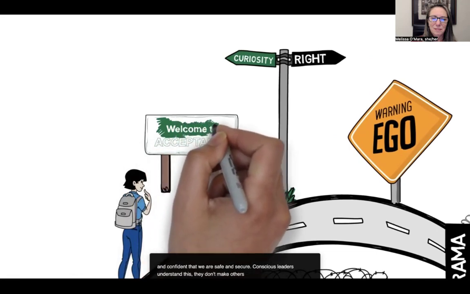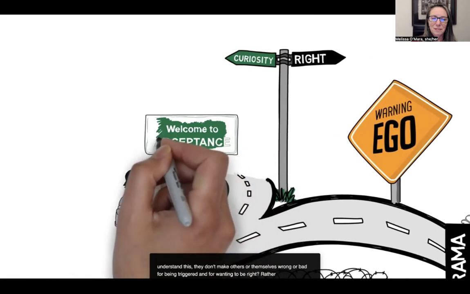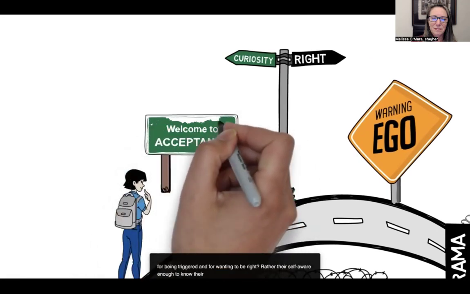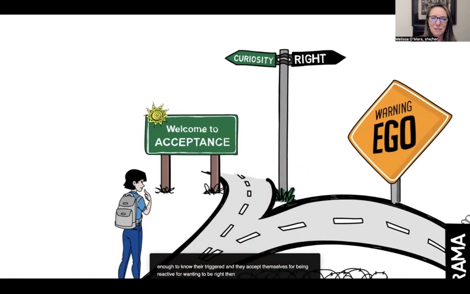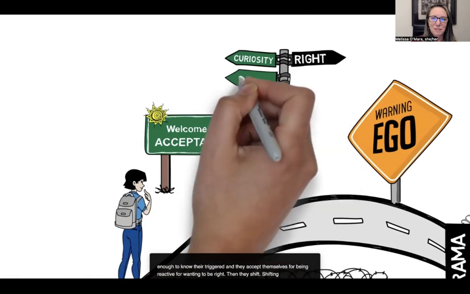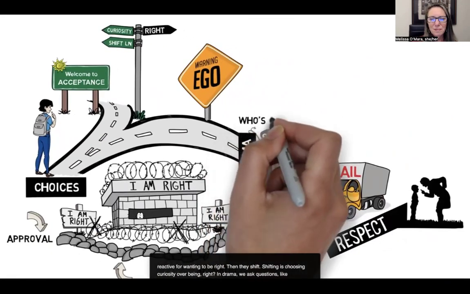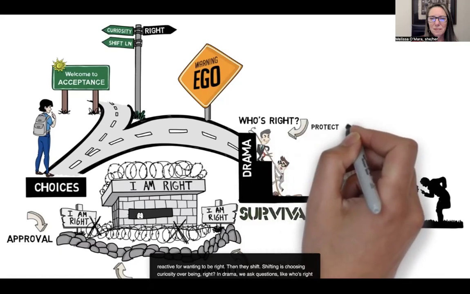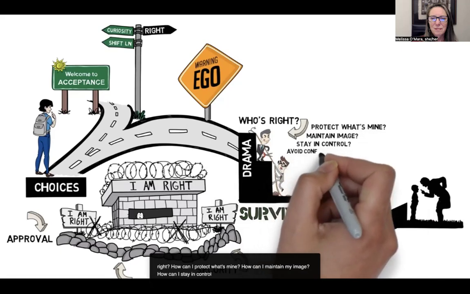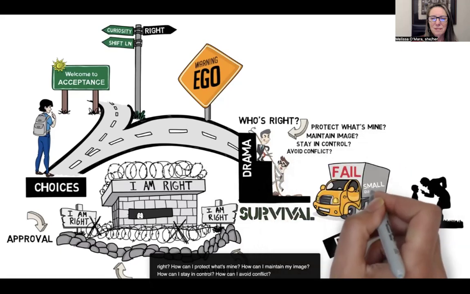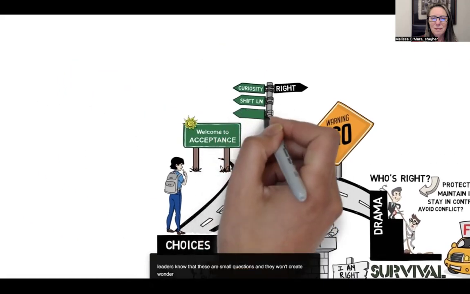They don't make others or themselves wrong or bad for being triggered and for wanting to be right. Rather, they're self-aware enough to know they're triggered, and they accept themselves for being reactive, for wanting to be right. Then, they shift. Shifting is choosing curiosity over being right. In drama, we ask questions like, who's right? How can I protect what's mine? How can I maintain my image? How can I stay in control? How can I avoid conflict? Conscious leaders know that these are small questions, and they won't create wonder and curiosity.